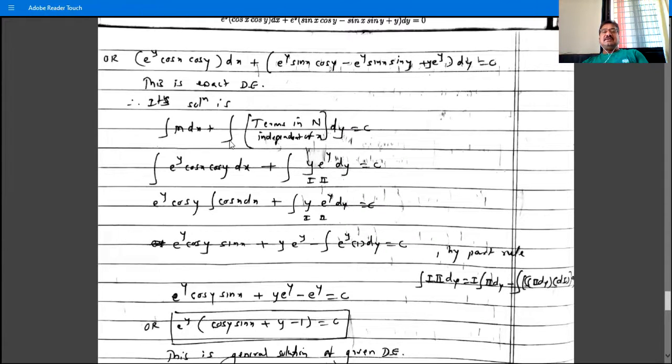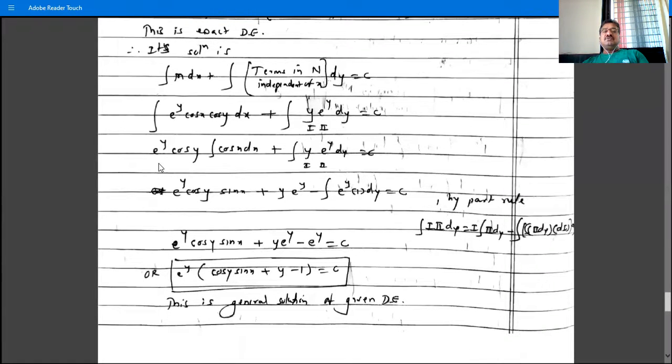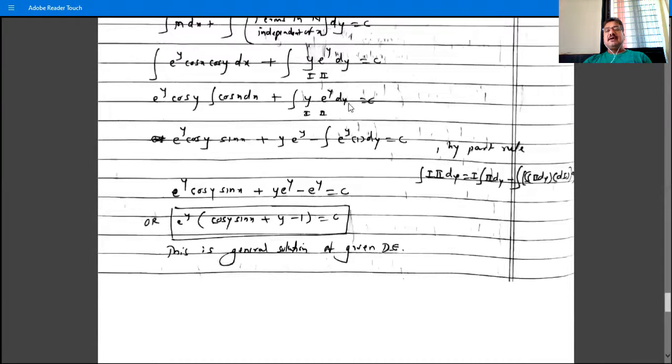So its solution is integration of M dx plus terms in N independent of x dy is equal to constant. So write M, and write terms in N independent of x, which is this, y e raised to y. And then here e raised to y cos y is constant when integrating cos x, because integration is with respect to x, dx. So take the constant outside the integration. We have integration of cos x dx plus here we have to use the by parts rule, y into e raised to y dy. And so cos x integration is sin x plus integration by parts.